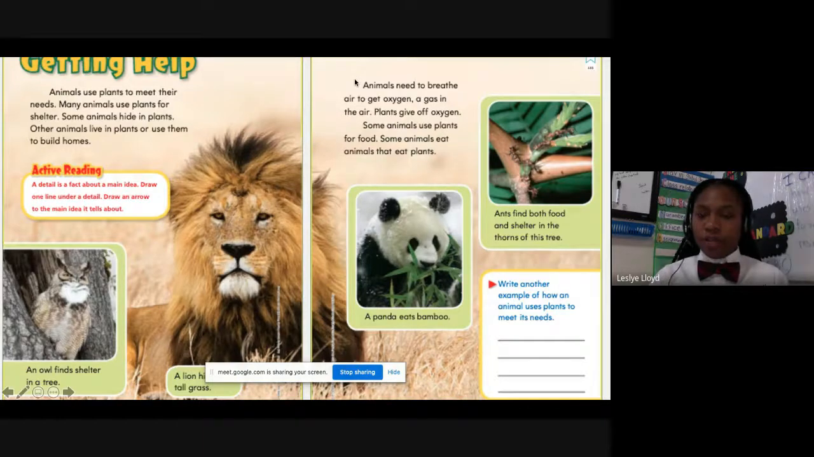And I'm reading from right here. Animals need to breathe air to get oxygen, a gas in the air. Plants give off oxygen. Some animals use plants for food. Some animals eat animals that eat plants. Here are some examples. A panda eats bamboo, which is a plant, and ants find both food and shelter in the thorns of this tree.